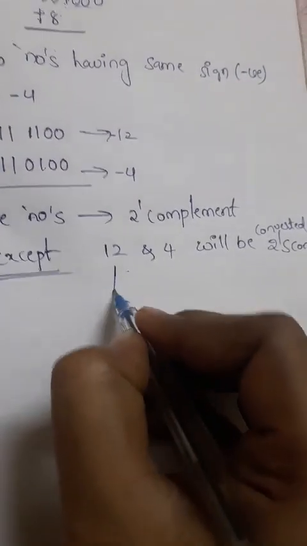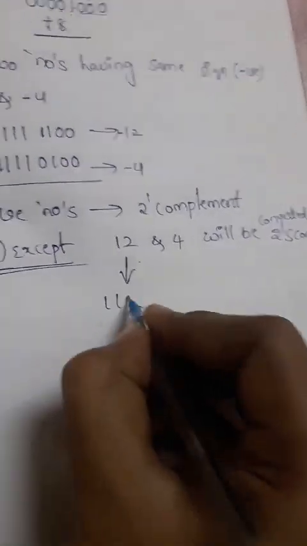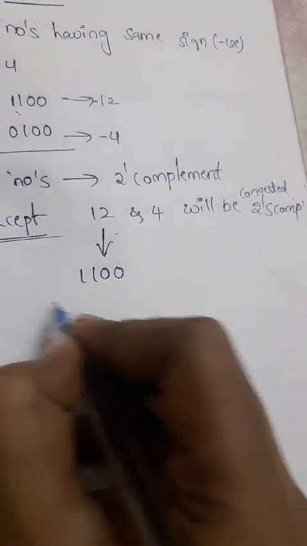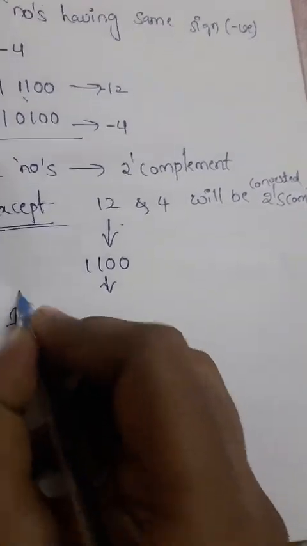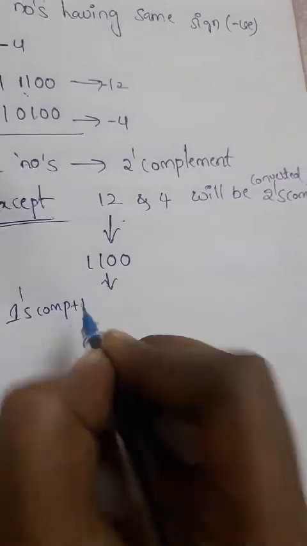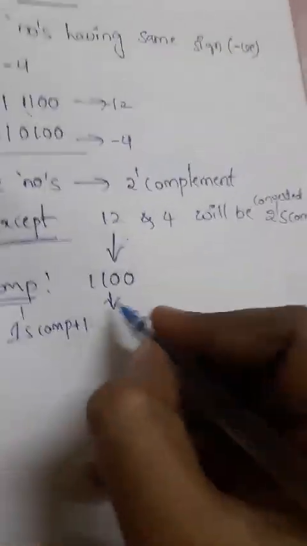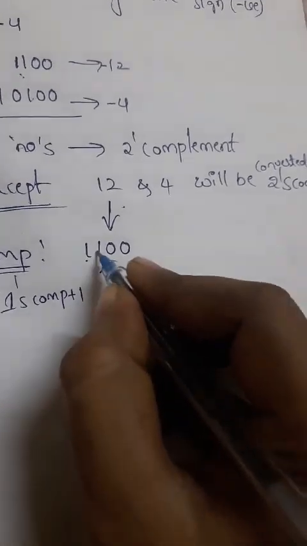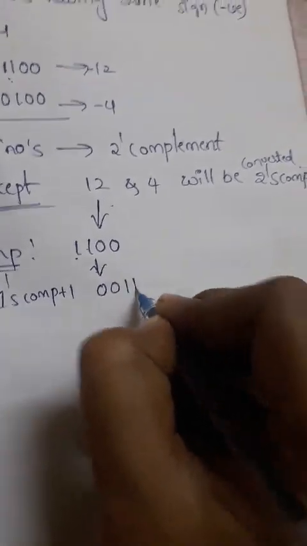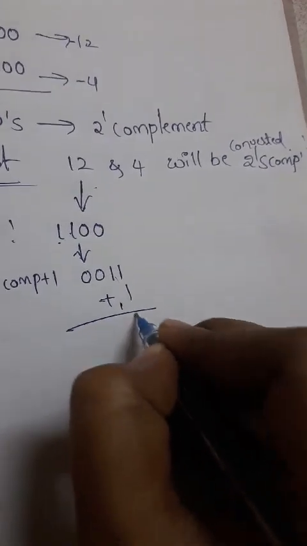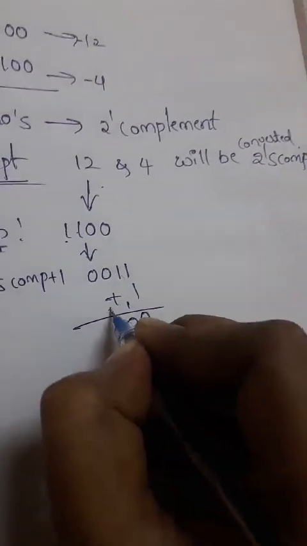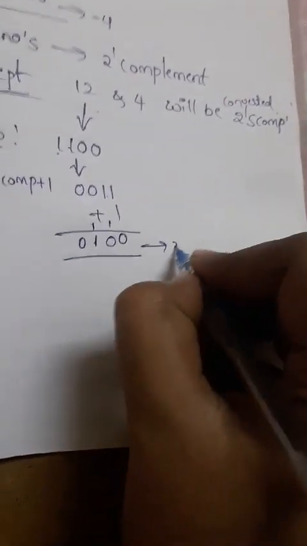2's complement means first, for 12, we need to convert it to 2's complement. The binary number for 12 is 1100. This will be converted into 2's complement, which means first 1's complement plus 1. 1's complement means 0 changes to 1, 1 changes to 0. After that, add 1 to that number. So 1 plus 1, 0, 1 carry, 1 plus 1, 0, 1 carry, 1, 0. So this is the 2's complement of 12.